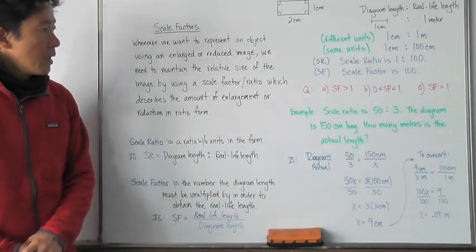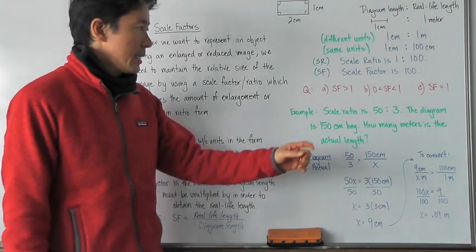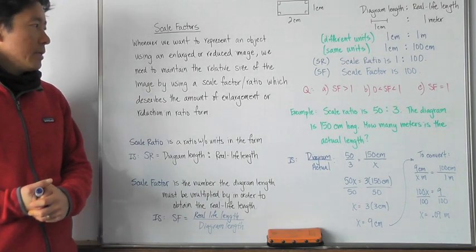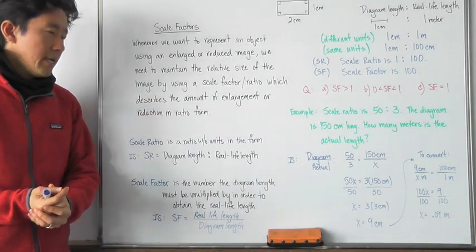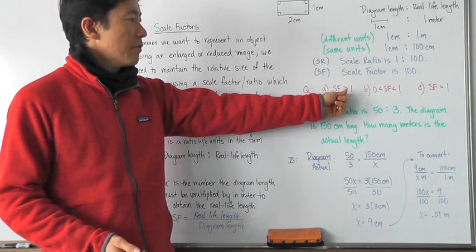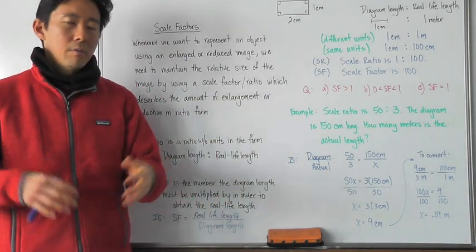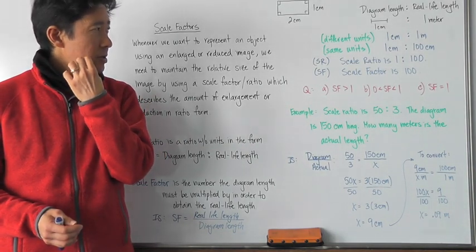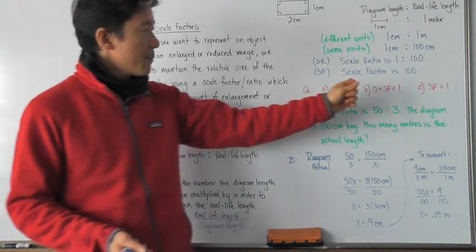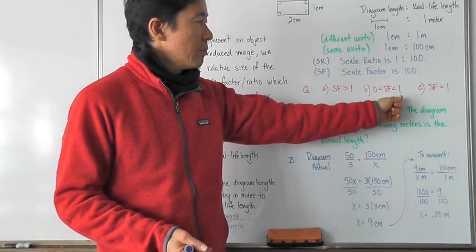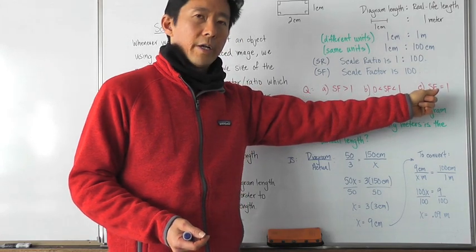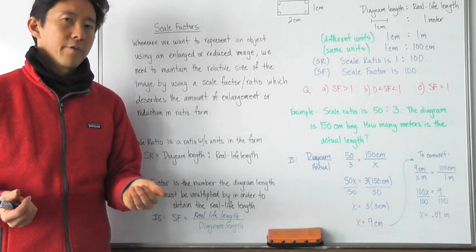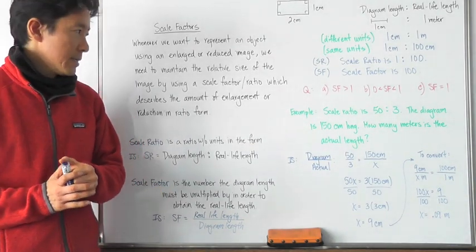Now, let's take a look at a question that I want you to think about. Being that we're dealing with reducing or enlarging an image, if your scale factor is greater than 1, what happens? Is the real life image larger than the diagram image, or is it the reverse? What happens when your scale factor is between 0 and 1? And what happens when your scale factor is 1? These are some questions that I'd like you to consider for us to discuss the next time that we come to class.